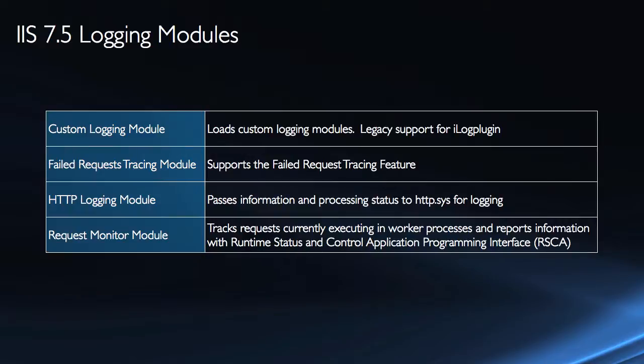And lastly, the request monitor module. What this does is it tracks requests currently executing on the worker process. So what we're looking at here is how many requests are happening now, how many requests are queued up, and how many requests have happened. Separate module for that. So that's a look at some of the different logging modules that we have with IIS 7.5.